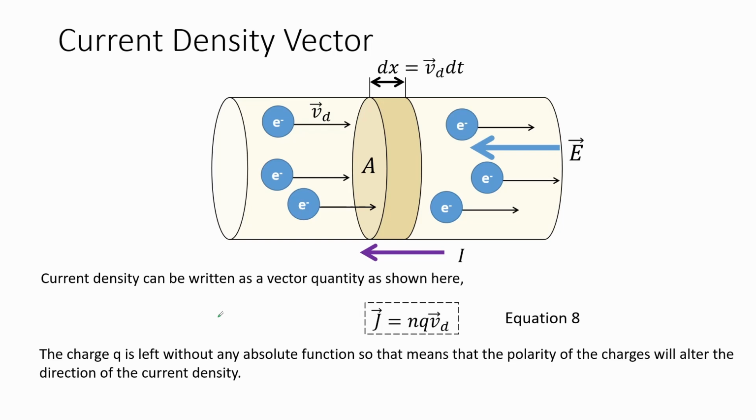Current density can be written as a vector quantity as shown in equation 8. The charge q is left without any absolute function, so that means that the polarity of the charges will alter the direction of the current density. So when it is a negative charge, current density moves in the opposite direction with respect to the electric field.